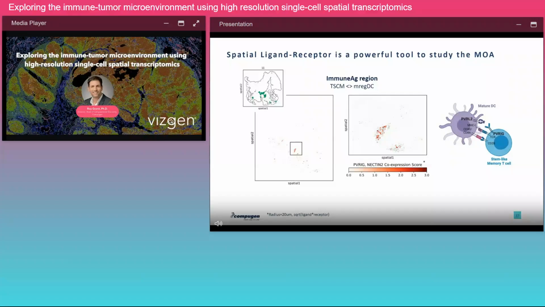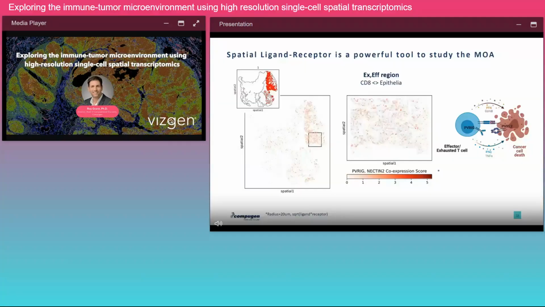And when we asked where we can find expression in close proximity between T cells that express PVRIG and tumor cells that express PVRL2, we found this predominantly in the effector and more exhausted region, as we described in our initial scheme. So the cells reach here, and then they have this second inhibitory interaction.